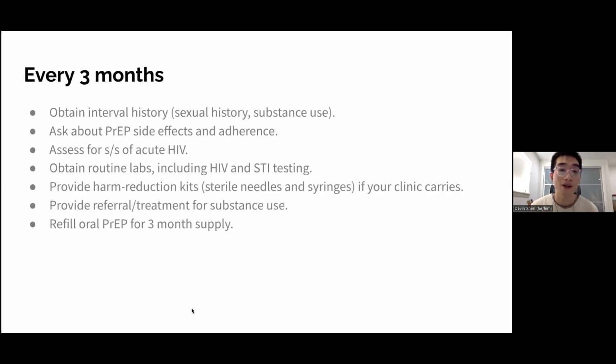So now we'll talk about PrEP continuation. Every 3 months, you'll have the patient come back to get more history about any updates to their sexual history and substance use history. Ask them about any side effects of the PrEP and how their adherence has been. Assess for signs and symptoms of acute HIV. Obtain routine labs, including HIV and STI testing. If your clinic participates, provide harm reduction kits, including sterile needles and syringes, and provide referral and treatment for substance use. Usually a 3-month supply of PrEP is given at a time to coincide with the time that the patient comes back for repeat labs and STI testing.